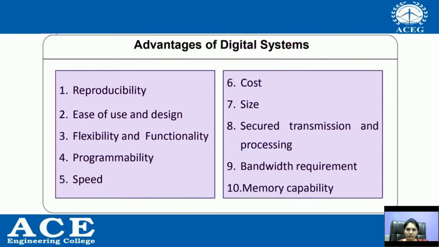As the output of a digital system, unlike an analog system, is independent of temperature, noise, humidity and other characteristics of components, the reproducibility of results is higher in digital systems than in analog systems.